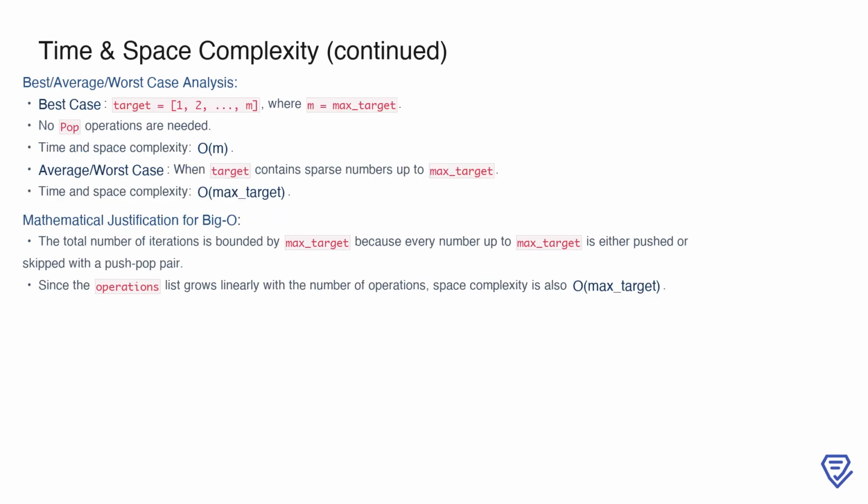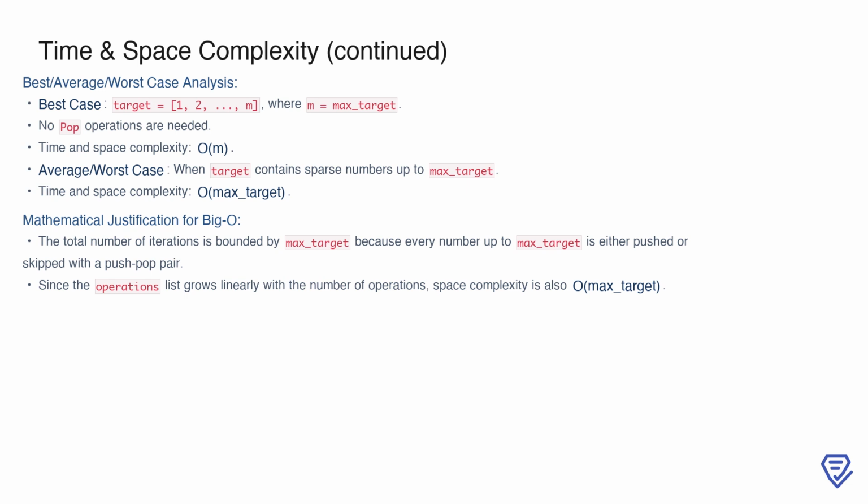Finally, let's examine the best, average, and worst-case scenarios. In the best case, the target array contains consecutive numbers from 1 to m, where m equals max_target. Here, no pop operations are needed, and both time and space complexity are O(m).